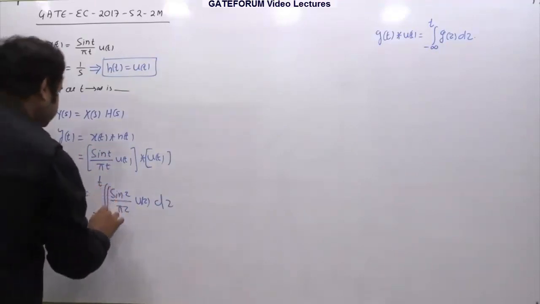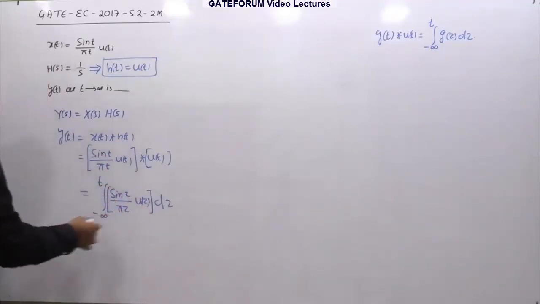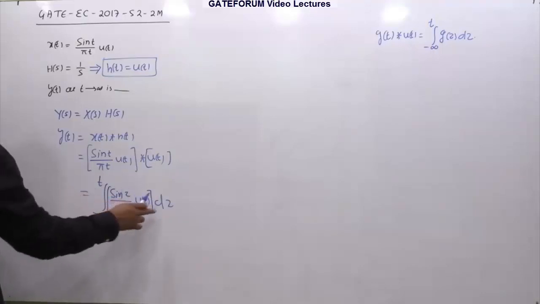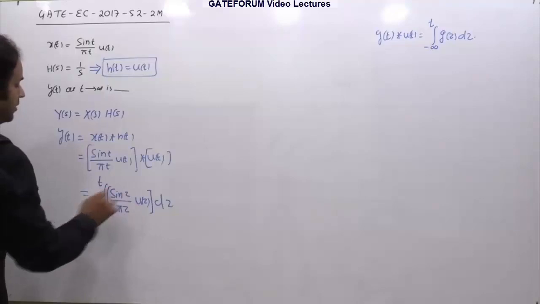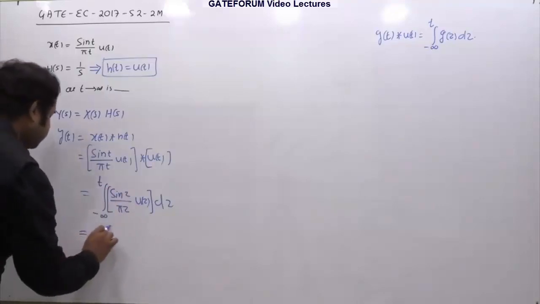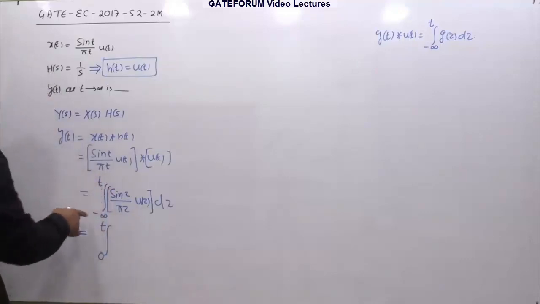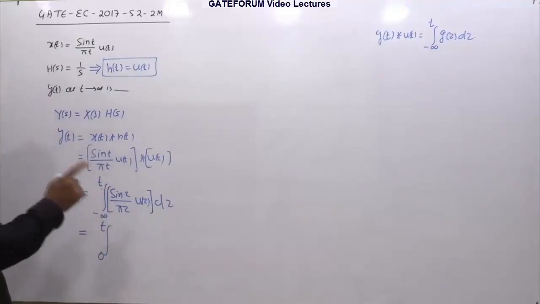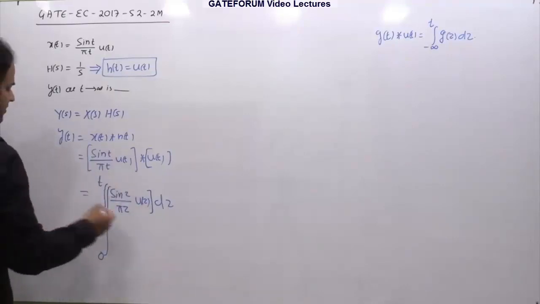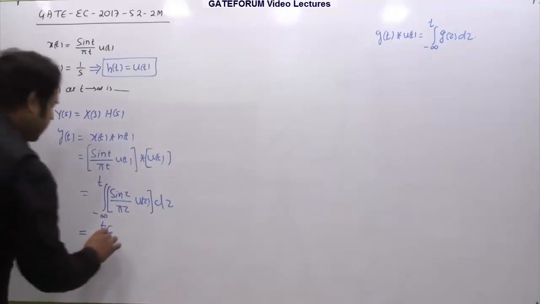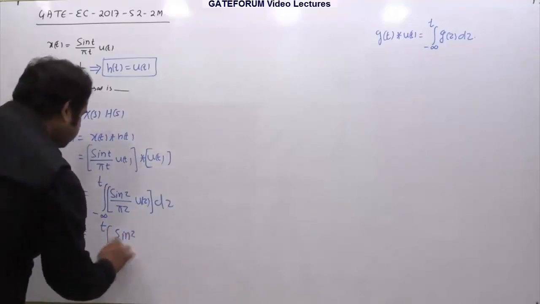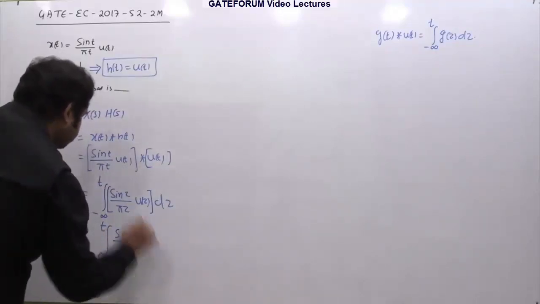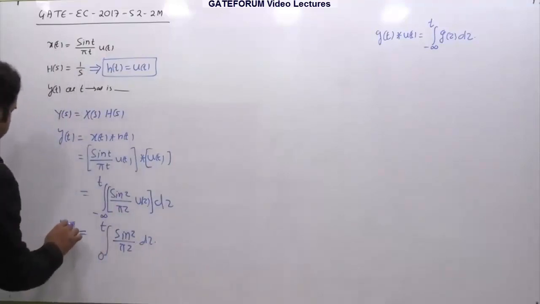But now you see, the integration is happening from minus infinity to t with respect to tau, and because u(tau) is multiplied here, we can further reduce the limits to 0 to t. Why? Because from minus infinity to 0, the u(tau) value is 0, so the function itself is 0, and the integration will be 0. So to have a non-zero answer, the limit should be from 0 to t, and this is sin tau/(pi tau) d tau. This is y(t).